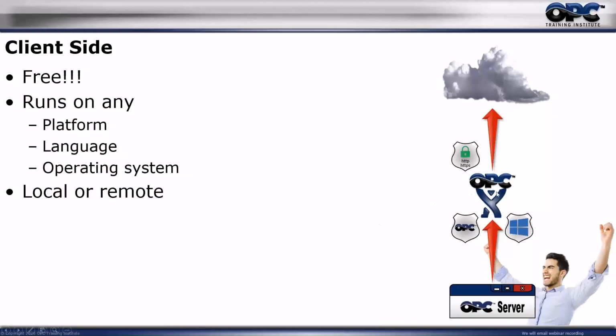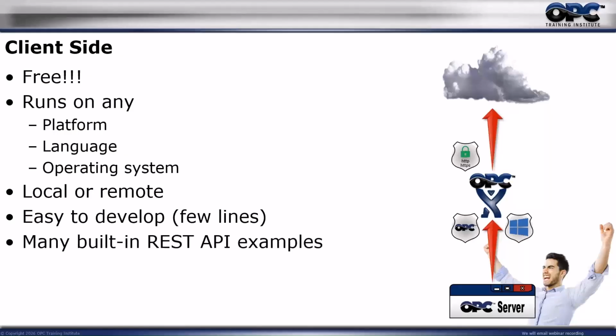Locally, you can be on the same PC, you can be on the same intranet, so a different PC but the same network, and also on the internet. This is pretty easy to develop, and I'll show you some examples, some JavaScript examples. You can see what is done, and I'll show you some automatic code generation. And of course, there are many, many built-in REST API examples, and you can get lots more on the web.